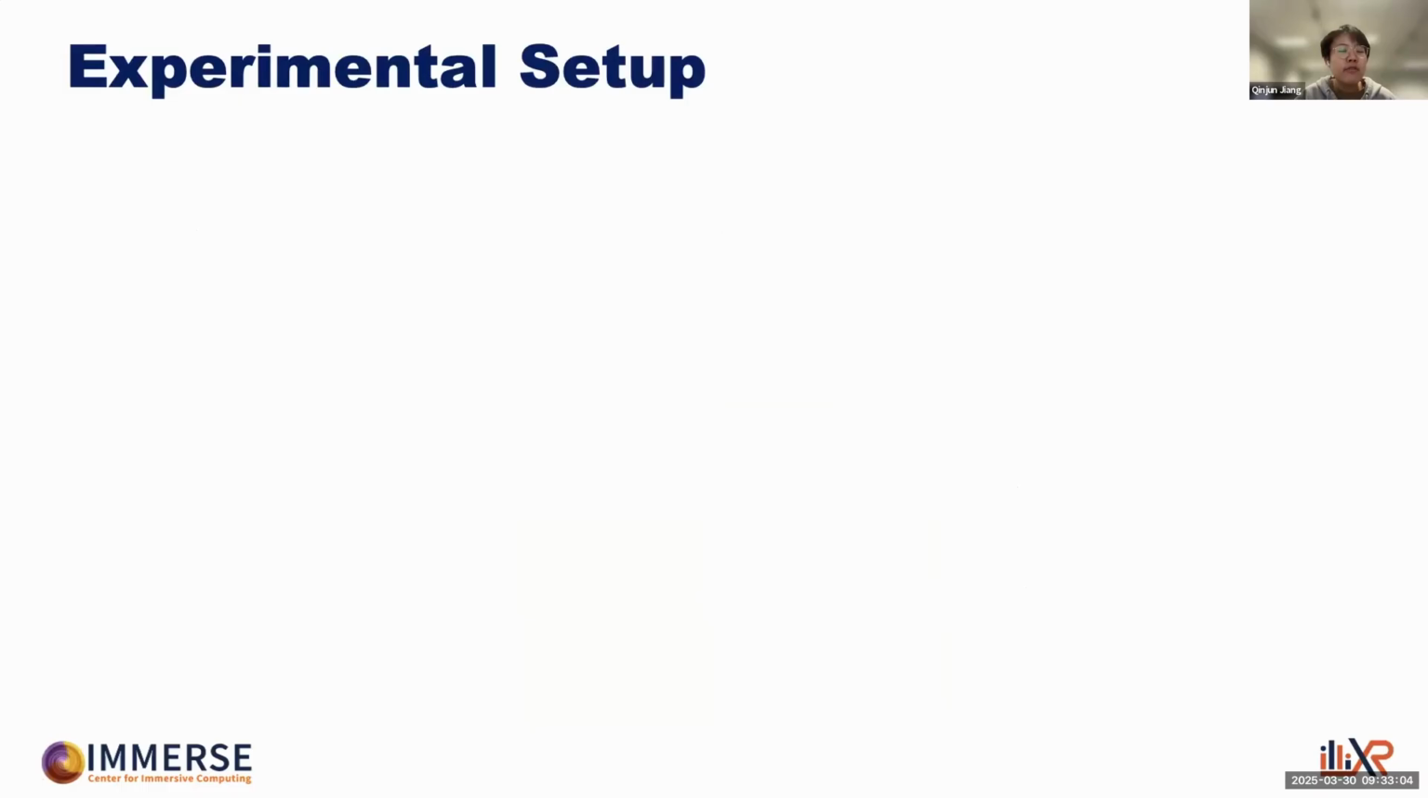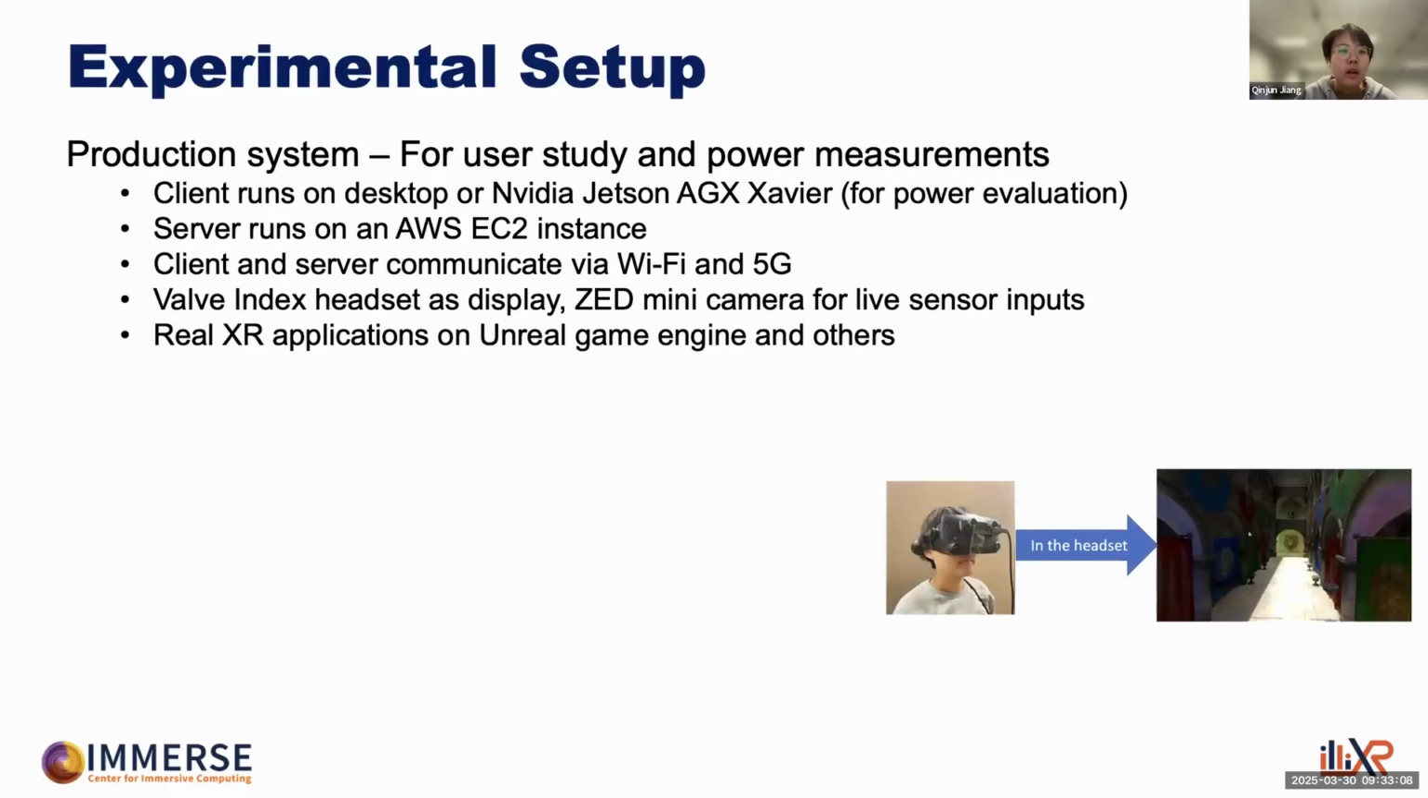To evaluate the performance of Remote VIO, we developed two experimental setups. The first one is a production setup for the user study and also power measurements. The client can either be running on a desktop or an NVIDIA Jetson AGX Xavier for power measurements, and we will thereafter refer to that as a Jetson. The server runs on an AWS EC2 instance. Client and server could communicate via Wi-Fi and 5G.